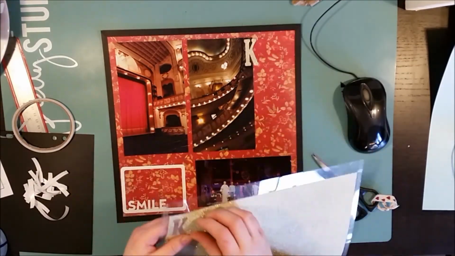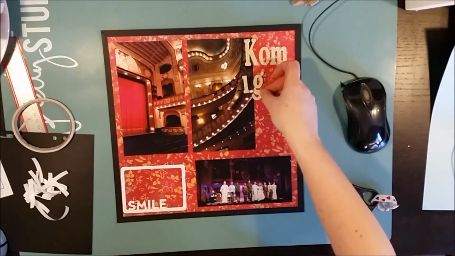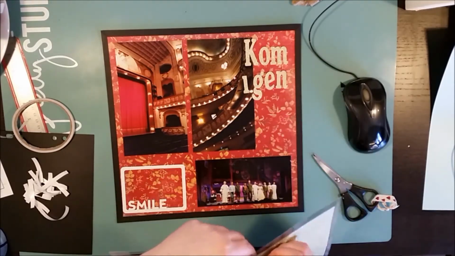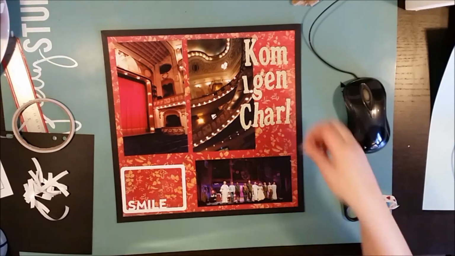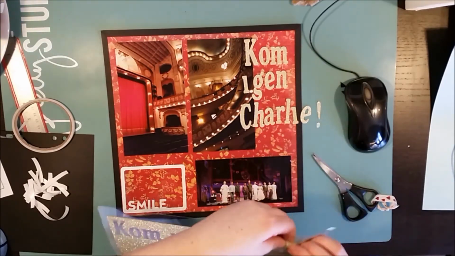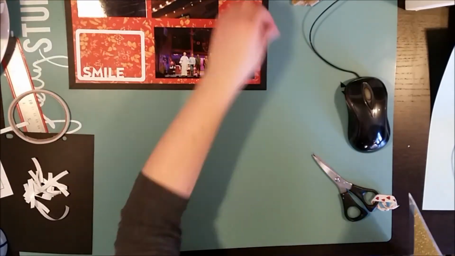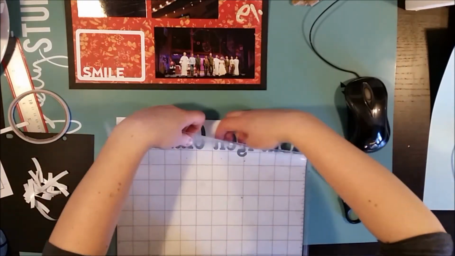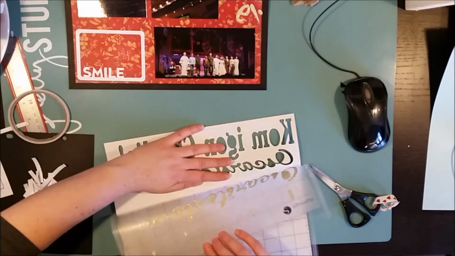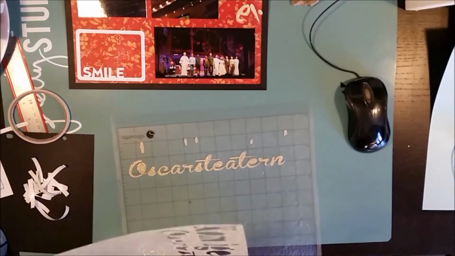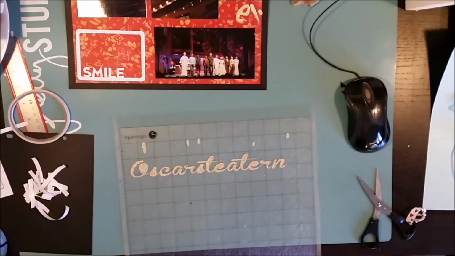And here are my cutouts, and I'm just peeling them off the sticky mat. It's rather easy with this first title. The one that says Oscarsteatern, the Oscar Theatre, is a bit more tricky, so I just peel the mat off from the cardstock, and it works much easier. And the title is the piece left on the mat.